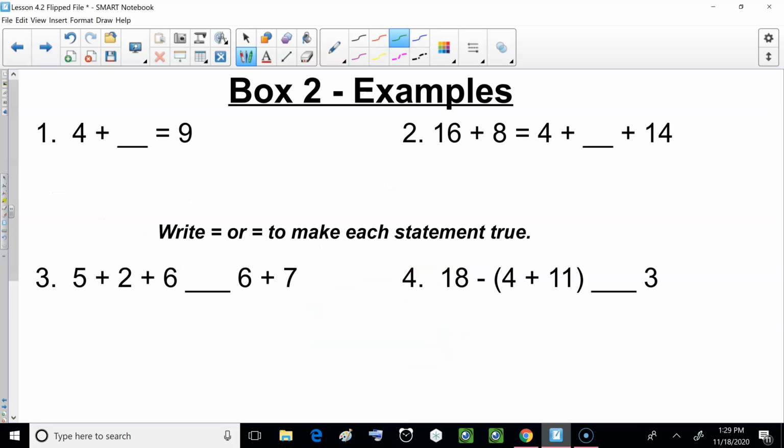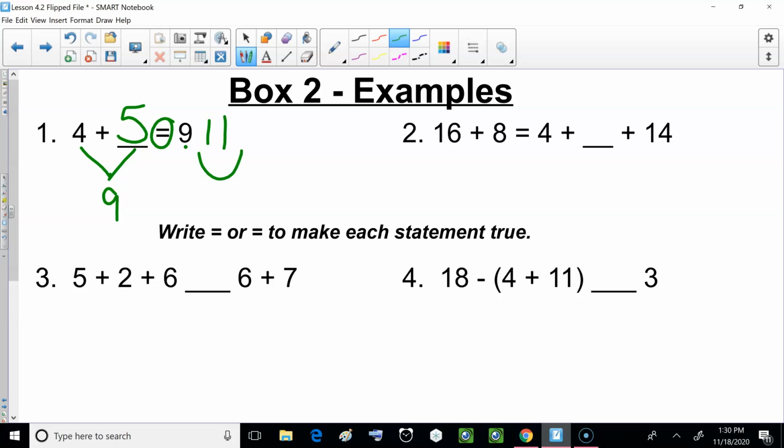Looking at today's problems, they're going to be pretty straightforward. Number 1: 4 plus blank equals 9. Hopefully the answer is jumping out at you. You're saying 5, 5, 5. You're right, because we know from yesterday that 4 plus 5 equals 9. So 9 would equal 9. That's what would make this a happy equation.